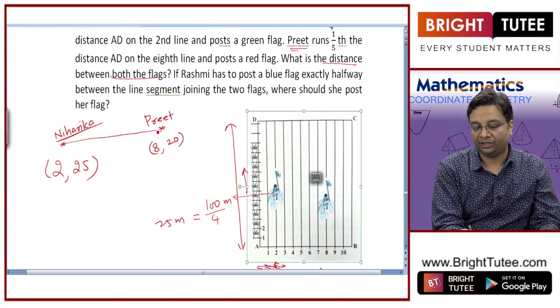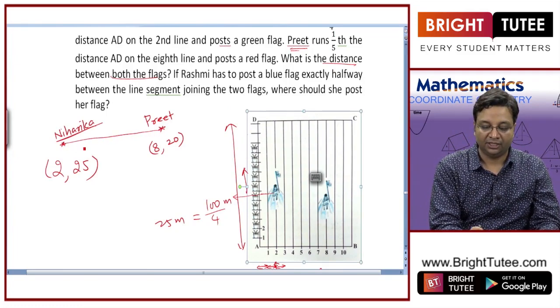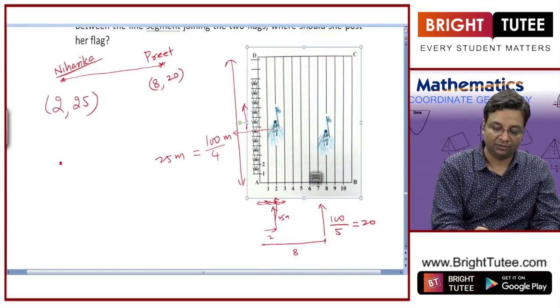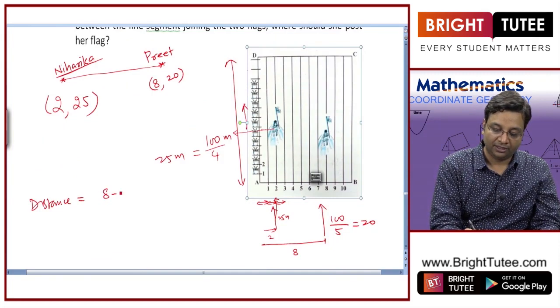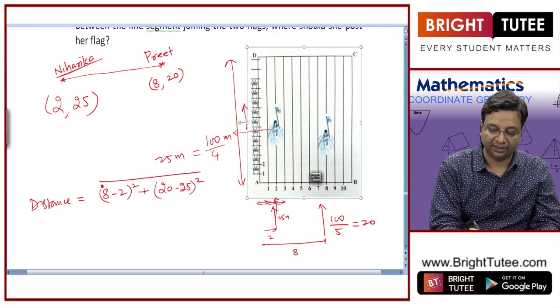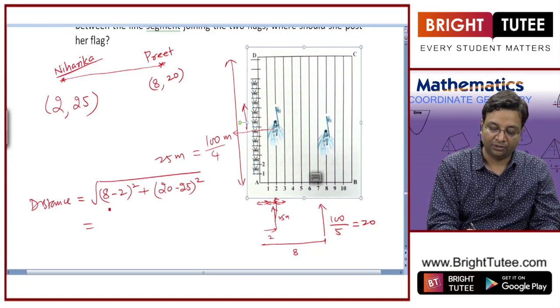So they have posted the flags here in these positions. So I just need to apply the distance formula to calculate this distance. So what will be the distance? Distance will be equal to difference of abscissa squared plus difference of ordinates squared and then square root. So it is equal to 6 square, 36. This is 5 square, right? 25.